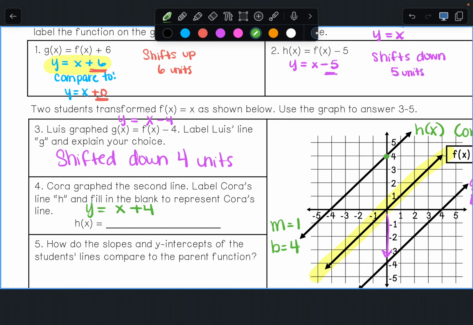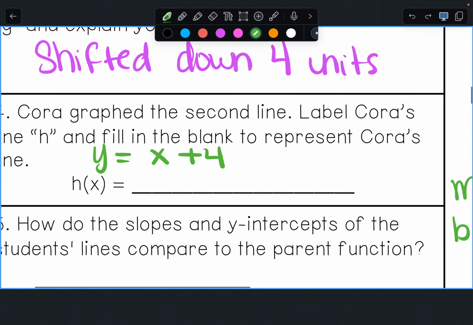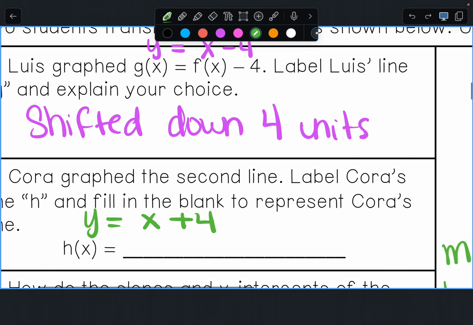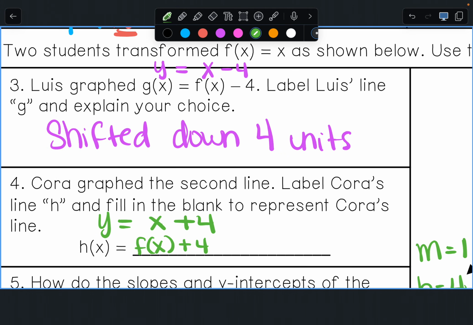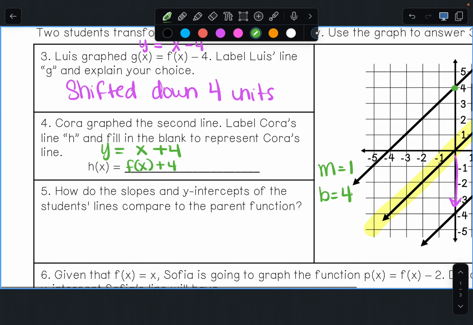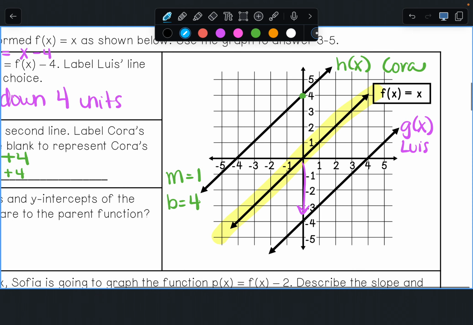But because on the STAAR test, they now require us to write it this way, we must make some changes. y is going to change to h of x. x switches out with f of x. Bring down the plus 4. Okay. Look at number 5. It says, how do the slopes and the y-intercepts compare? What happened to the slope? Did anything happen to the slope? No. The slope stayed the same.